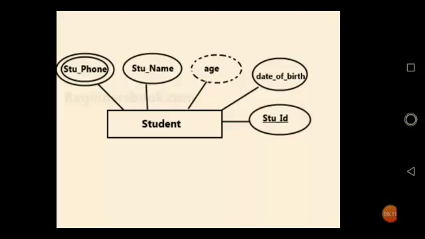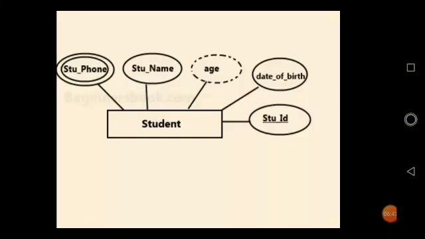See, in this example, student is an entity that is represented in a rectangle, and the attributes could be student phone number, name, age, date of birth, and student ID. Student ID is underlined so that we can say that it is a key attribute. Okay, from the date of birth we can derive the age of the student, that is given in a dashed ellipse. Okay, so this is a derived attribute.